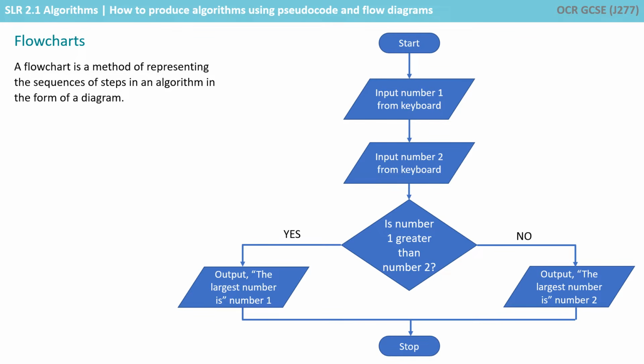A flow diagram, often referred to as a flow chart, is just one way of representing a sequence of steps in an algorithm. Here we can see that we start at the top. We input a number from the keyboard. We input a second number from the keyboard. We ask, is number 1 greater than number 2? And if it is, then we follow one branch. And if it's not, we follow another. Then there's different outputs depending on the outcome of that decision before the program comes to a stop.